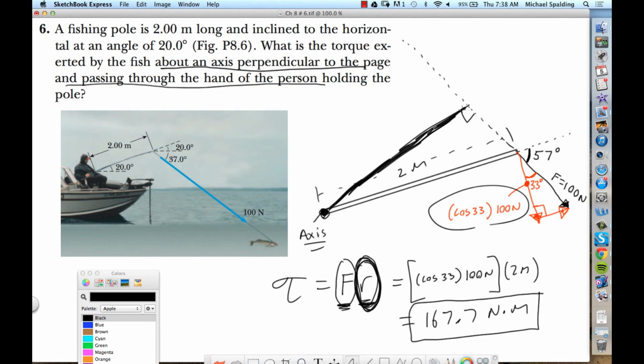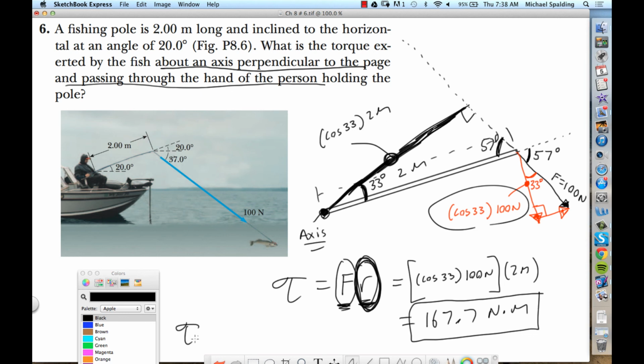And look, we're going to do the exact same thing. What's this angle in here? That's 57. So what does this have to be? 33. So now what's this distance right here going to be? Cosine 33 times 2 meter.